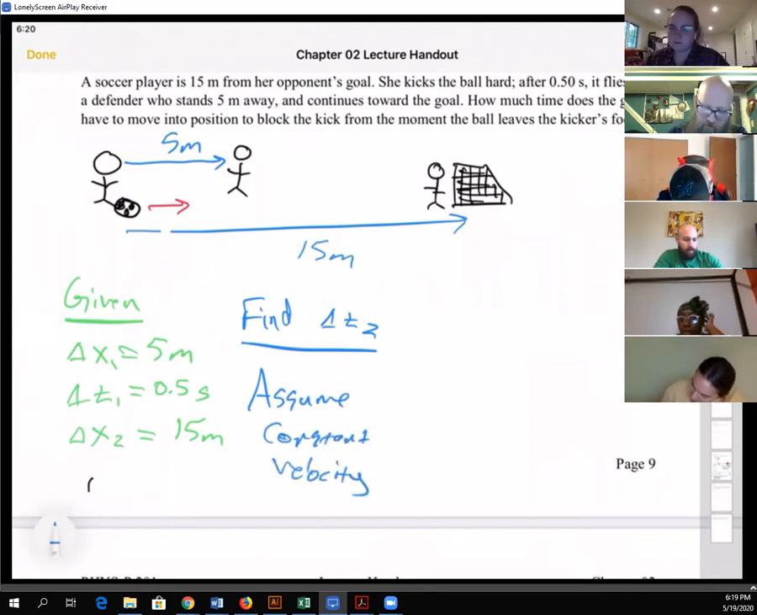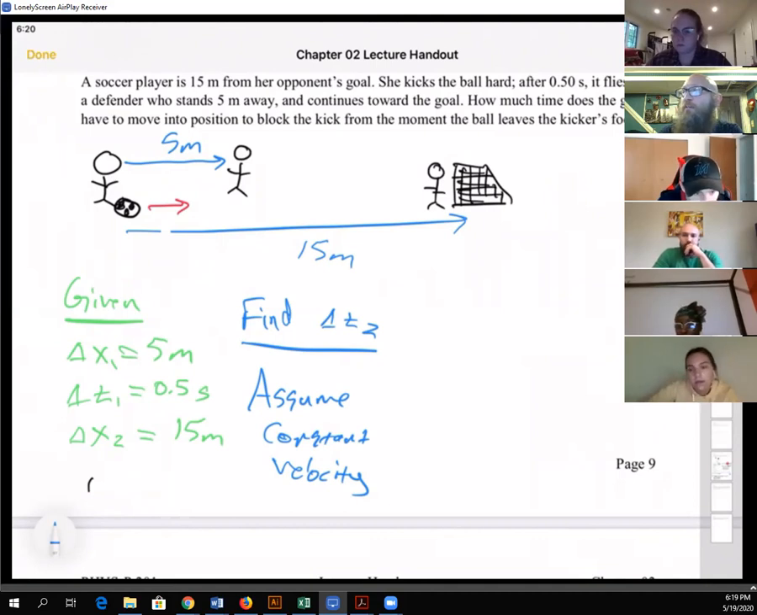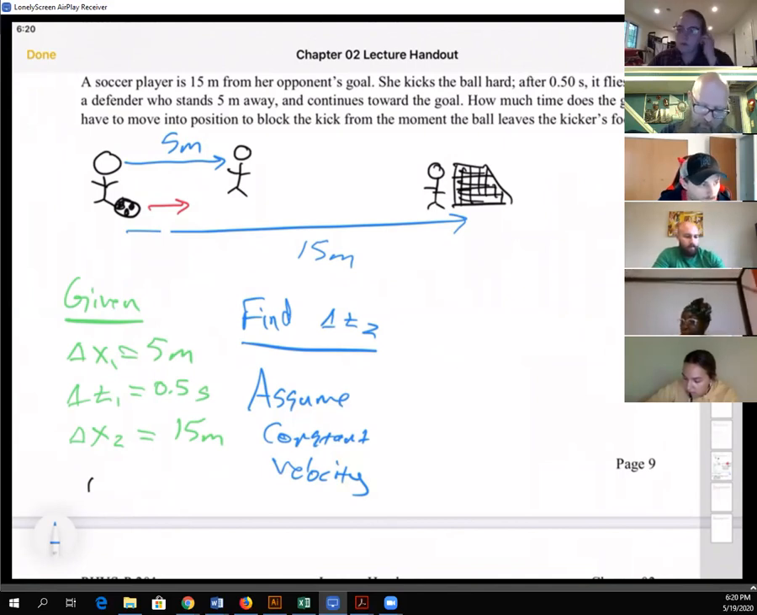Assume constant velocity, right? Why do we assume that? Partially because that's the simplest way to think about this. Also, I don't have more information to make any other kind of assumption. Realistically, the ball is going to slow down as it's moving, but I don't have enough information to know how it's slowing down. So this is a good place to start.